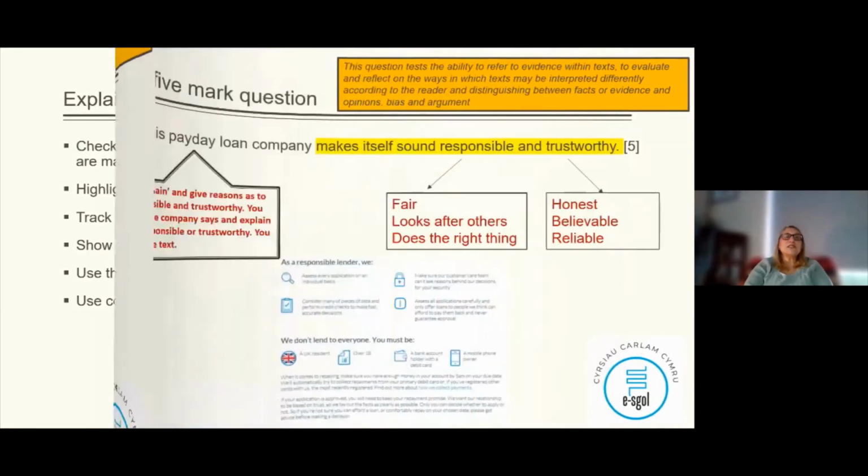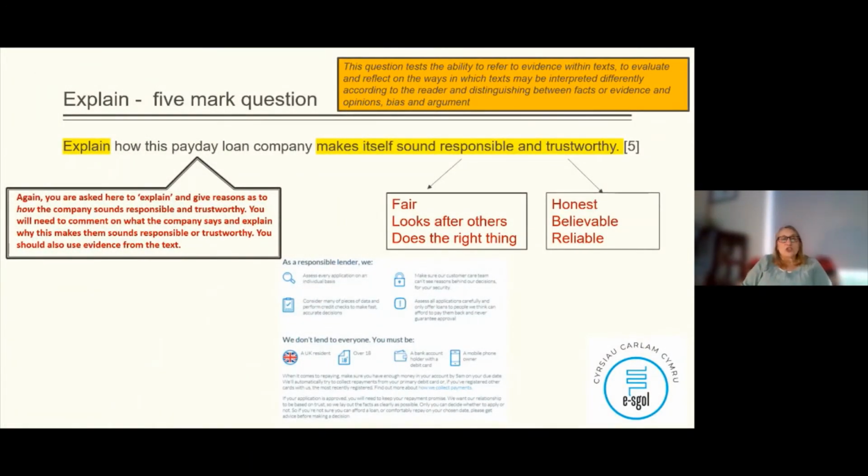So if you have a look at the text first of all, and the question: explain how this payday loan company makes itself responsible and trustworthy. The first thing I would think is, well, what is the question asking me to do? It's asking me to explain first of all, so I know that I need to give reasons. And then I need to know what these words mean. So what does responsible mean? What does trustworthy mean? And I would perhaps note down different words that they want me to think about.